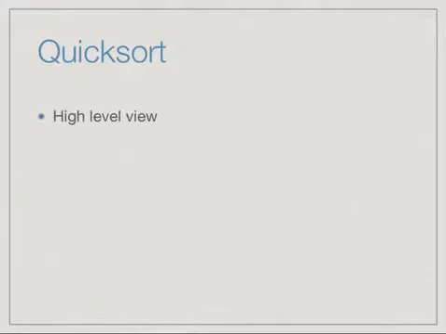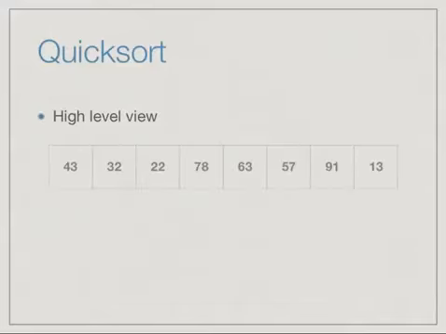So here is a high-level view of how QUICKSORT would work on a typical list. So suppose this is our list. We first identify the beginning of the list, the first element, as the pivot element.